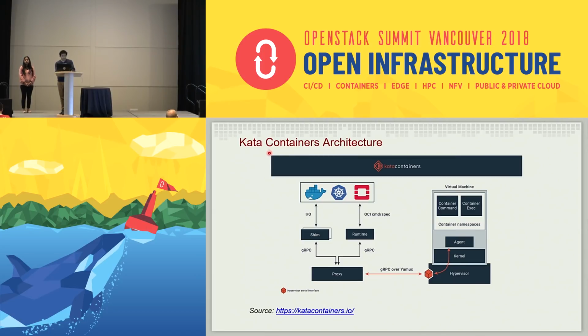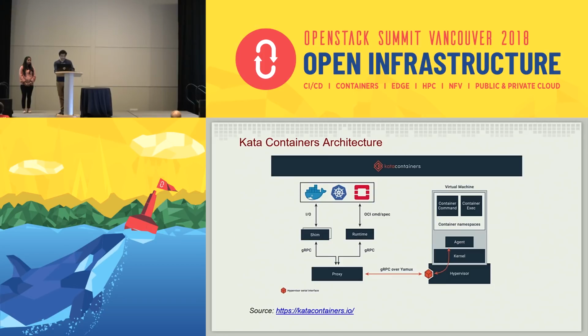So as you can see, the top layer is Docker or Kubernetes or OpenStack. The OpenStack here is the Zun component. And then we have various Kata-specific components like the shim, the runtime, and the other component which is hiding here, the agent, which is actually sitting inside a virtual machine. The virtual machine is the container layer here. And the other one is the proxy component.